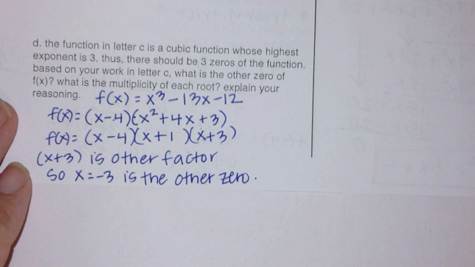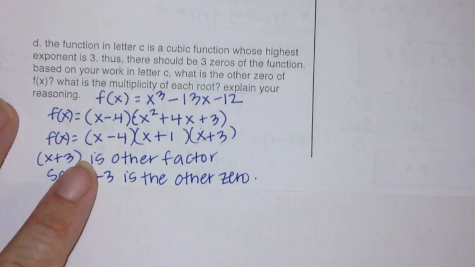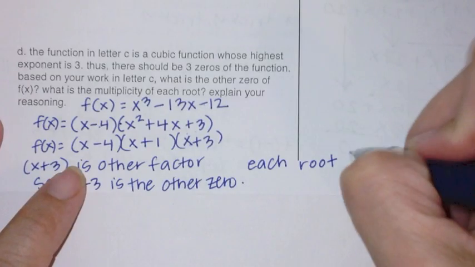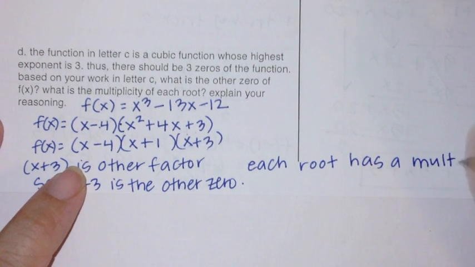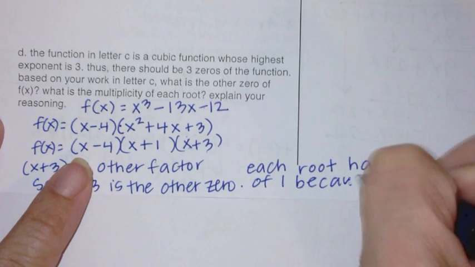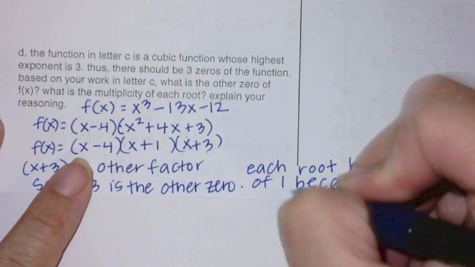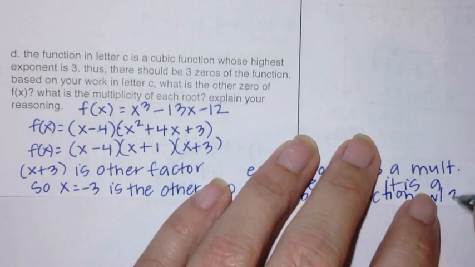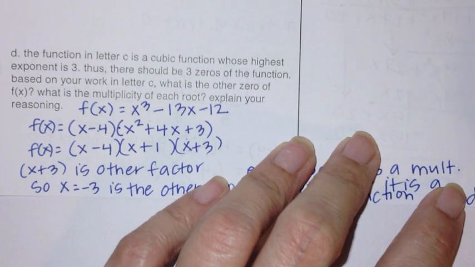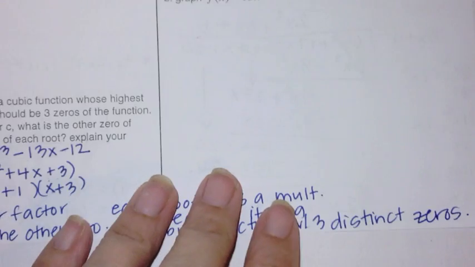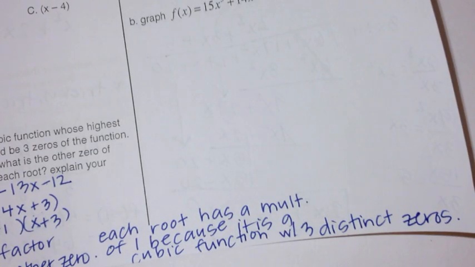And then each root has a multiplicity of 1 because it's a cubic function with 3 distinct zeros. So what is the multiplicity of each root? So we're going to put each root has a multiplicity, that's the number of times the factor appears, of 1 because it is a cubic function with 3 distinct zeros. So distinct zeros means that we don't have anything repeating. There's no x minus 2 quantity squared or anything like that. 3 different zeros. That's what distinct means.